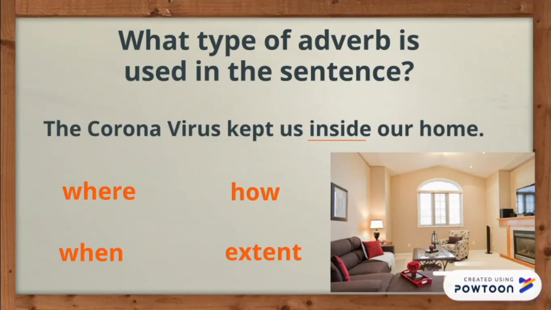Let's read the sentence together. The coronavirus kept us inside our home. What does inside tell us? Does it tell us where? Does it answer when? Does it tell us how? Or does it say to what extent? If you said where, you were absolutely correct.